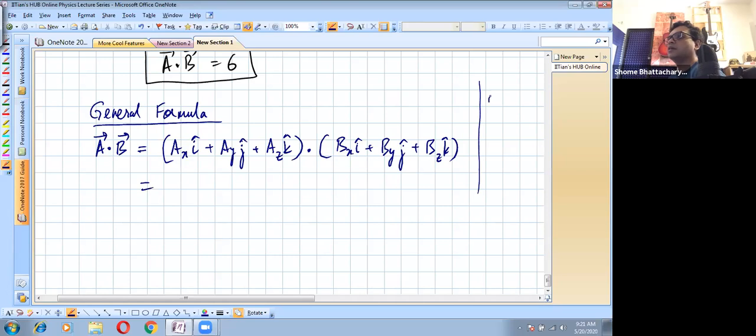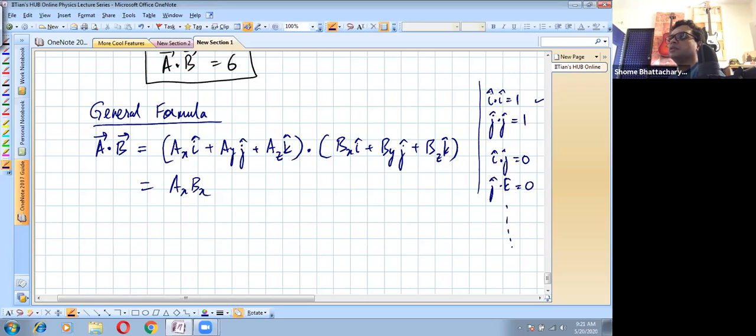We'll use that set of identities. That I cap dot I cap is 1. J cap dot J cap is 1. But for example, I cap dot J cap is 0. J cap dot K cap is 0. So using those 6 identities, okay. So here we'll see the first term here, dot product with the first term in the second bracket actually gives us AX into BX, because I cap dot I cap is unit.